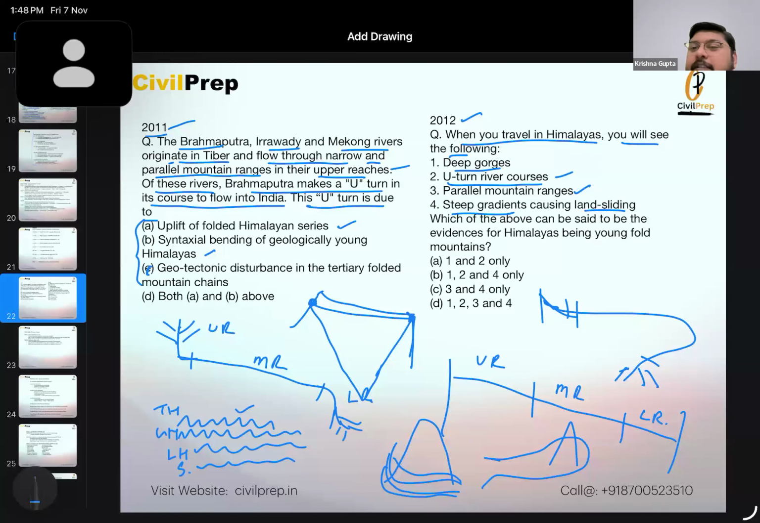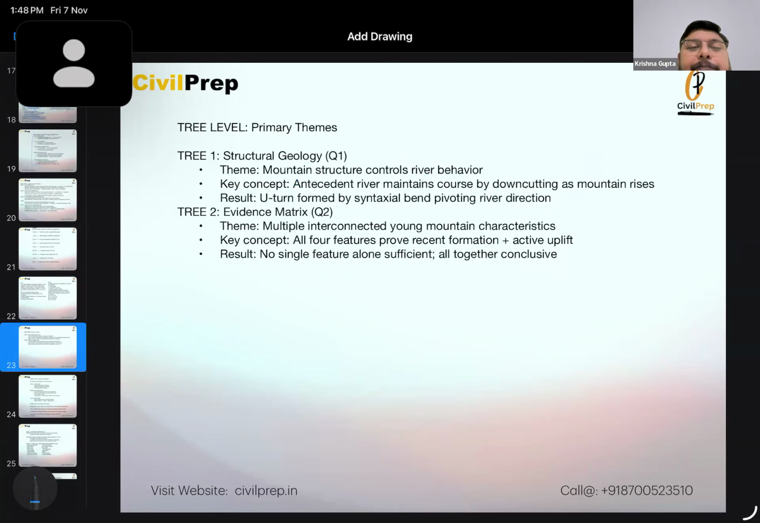In the Himalayas, we can see not just the Western Himalayas, but also the Eastern Himalayas, where we find a similar kind of fashion. Now, looking at the answer for both the questions, before that, I would like you to see the roots of both these questions here. Question one, we see that it is structural geology, and here we can see question two, it is the evidence matrix.